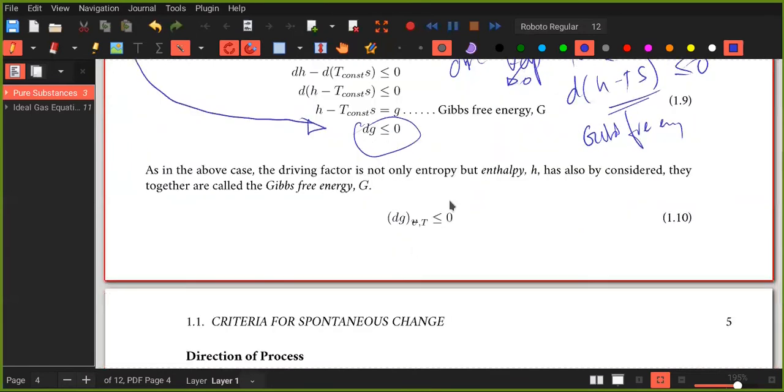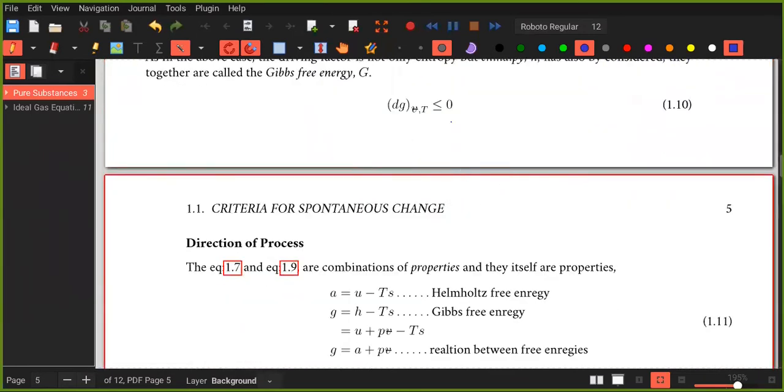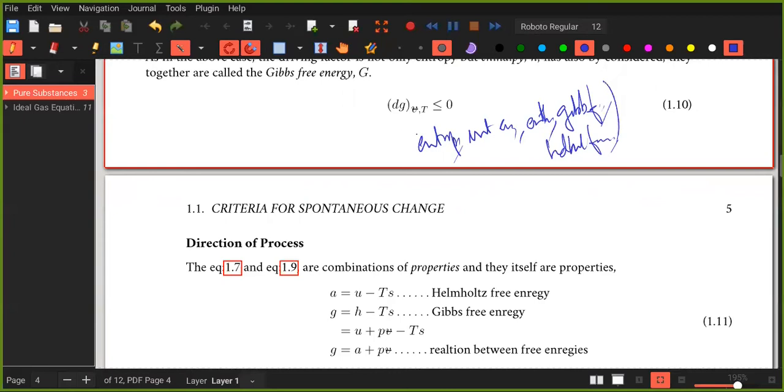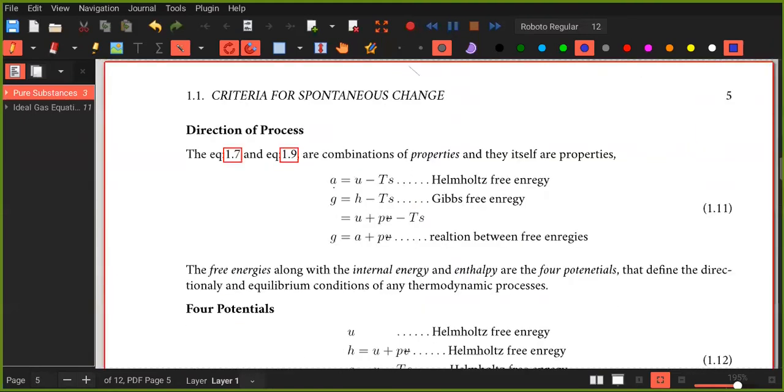Okay, so we can see that in most cases, entropy is not really the driving term. Entropy, internal energy, enthalpy, the Gibbs free energy, which is a composite function, the Helmholtz free energy, which is also a composite function. These are the driving factors, or these things will give us a measure on which direction a specialized process is going on.